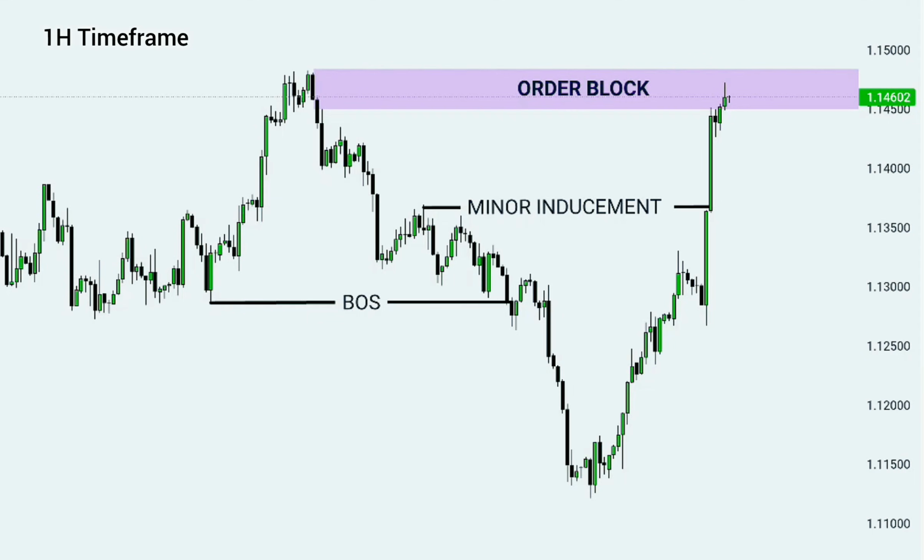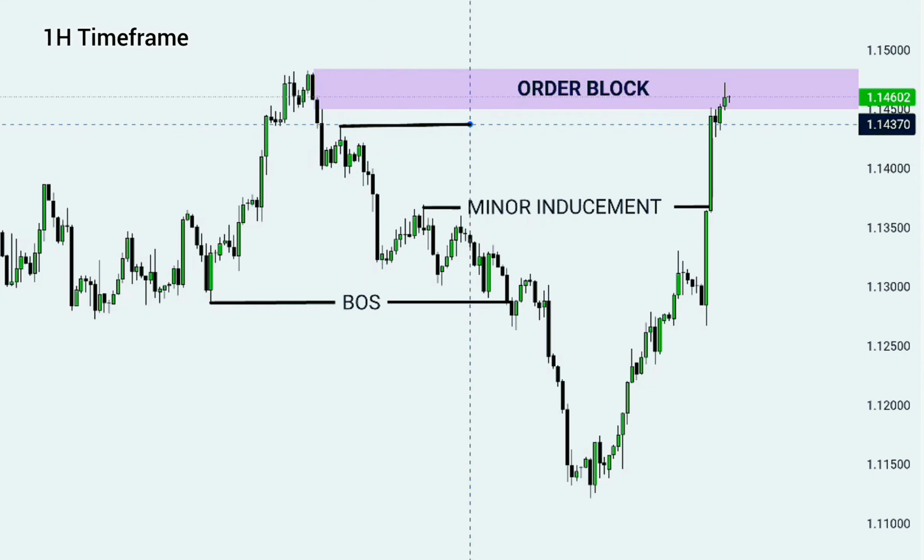Price then briefly pushes into these internal levels, not to reverse the trend, but to remove weak positions and collect internal liquidity. This process helps institutions clean the structure before any meaningful move occurs. Minor inducement does not signal direction by itself. It simply prepares the market for a larger objective. In this chart, clearing minor inducement strengthens the conditions needed for the major inducement and the eventual break of structure.